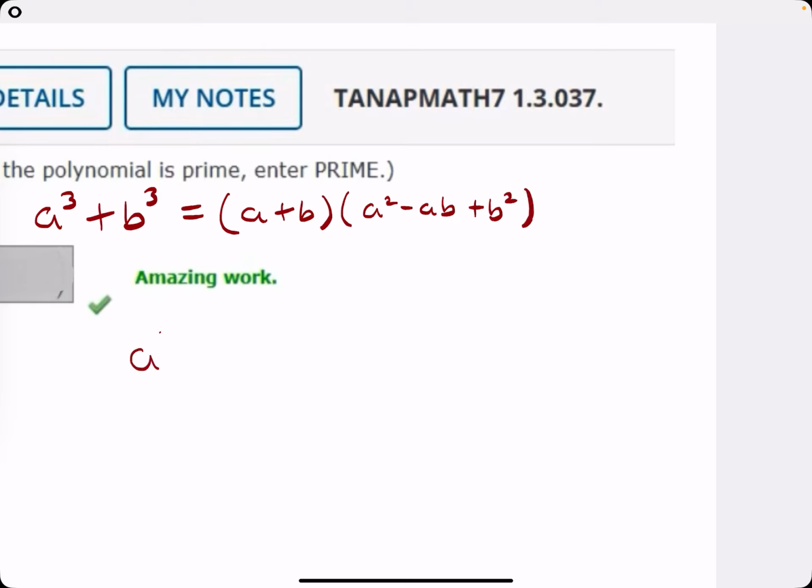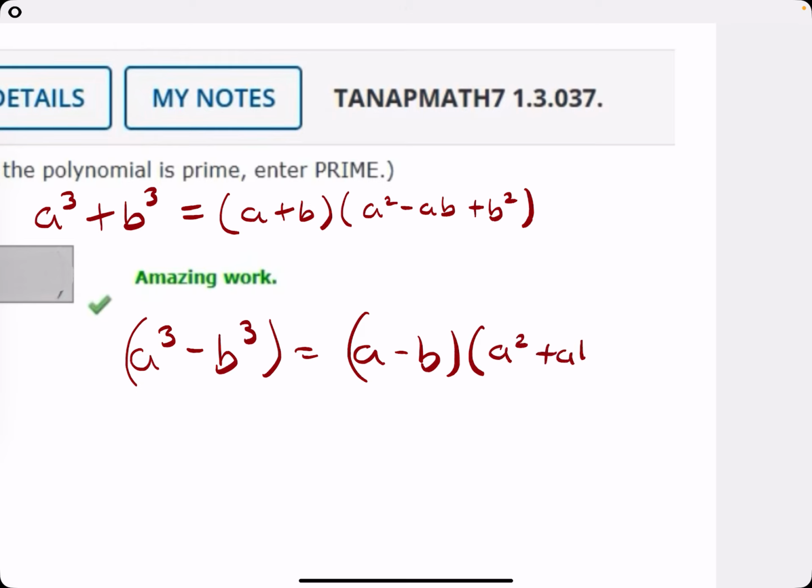If it was a difference of two cubes, which we might also see, so maybe I don't need to do it now, but you'd get a minus b, a squared plus ab plus b squared.